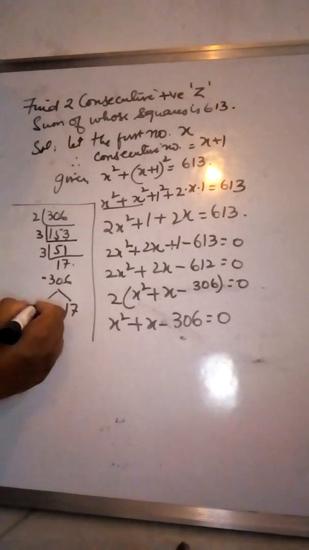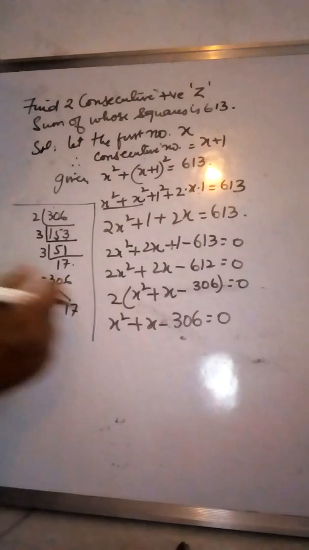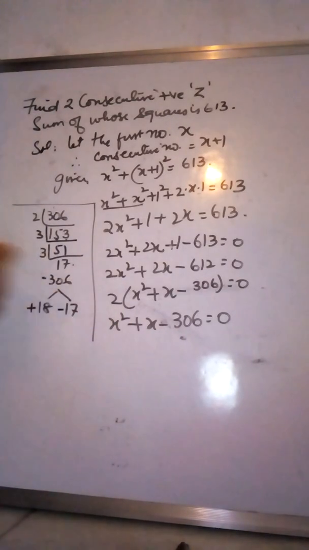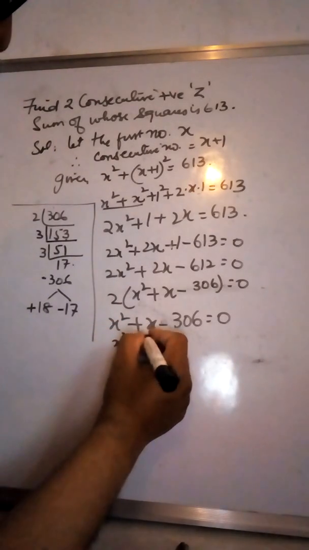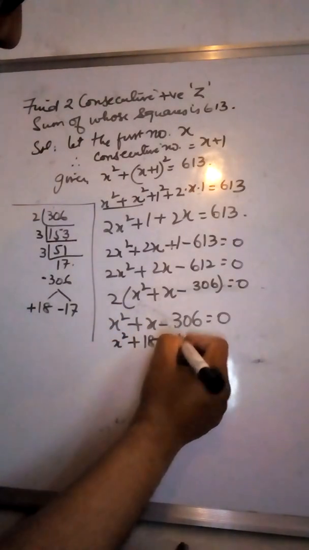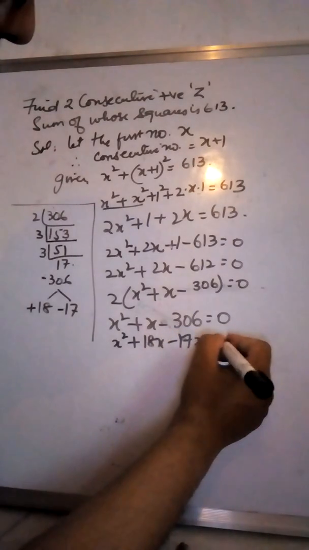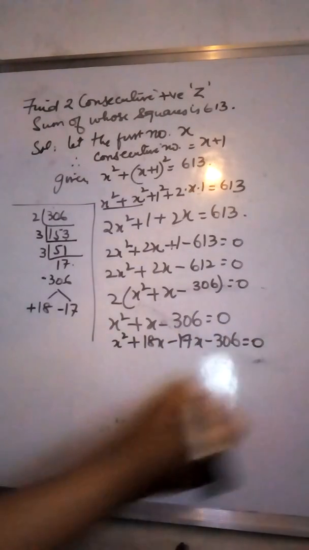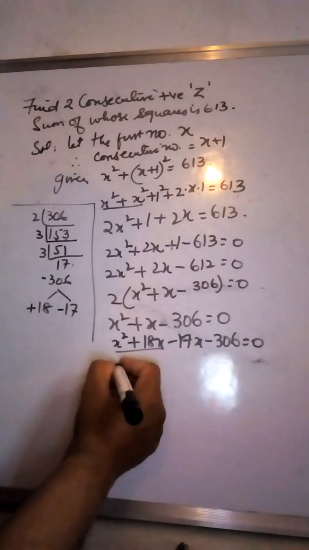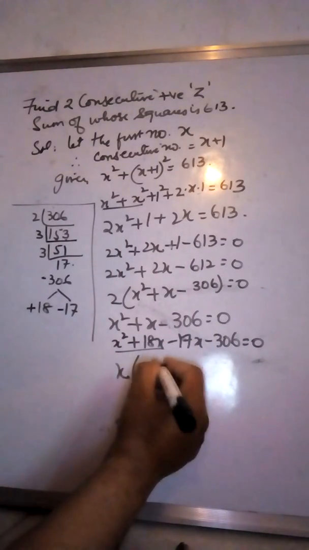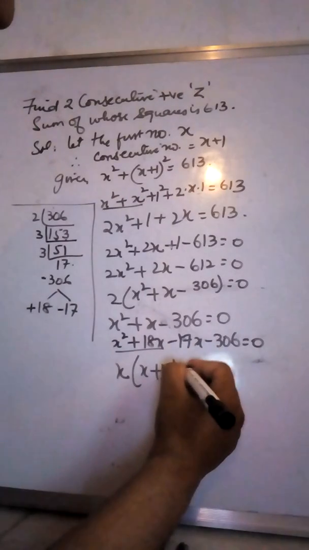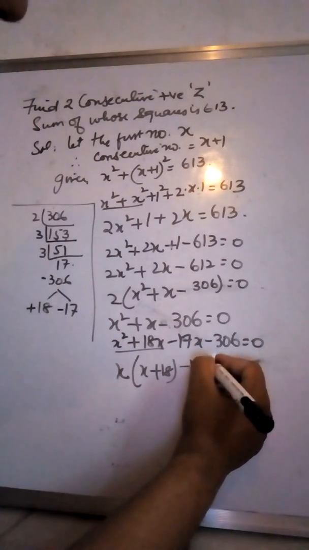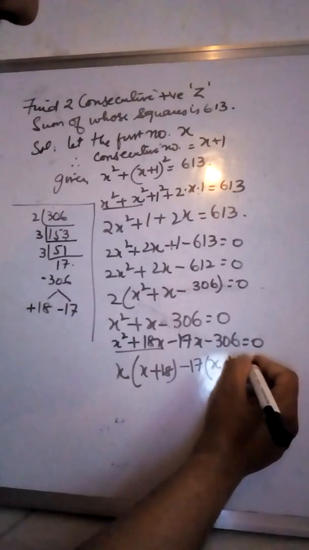So 18 should be with the sign of the middle term and 17 should be with minus sign, because we have to subtract to get the middle term. So this will be x square plus 18x minus 17x minus 306 is equal to 0. In the first two terms x is common, so it will be x plus 18. In the third and fourth terms I am taking minus 17 common, so it will be x plus 18 again.